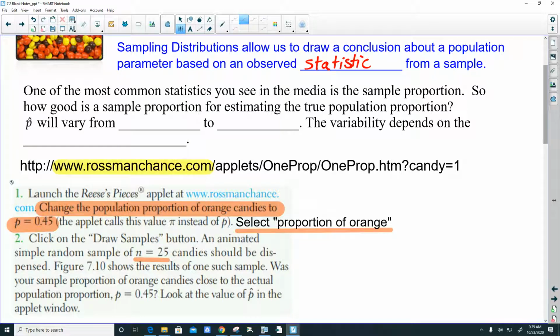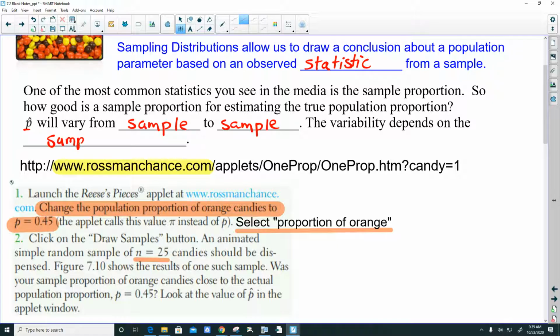One of the most common statistics that you see in media is a sample proportion. So we're going to ask, how good is a sample proportion for estimating what a true population proportion is? Because we know that a sample proportion, which is what P hat is, is going to vary from one sample to another sample. Every time we pull out a new sample and calculate the proportion of whatever variable we're measuring, it's going to be slightly different from one sample to another.